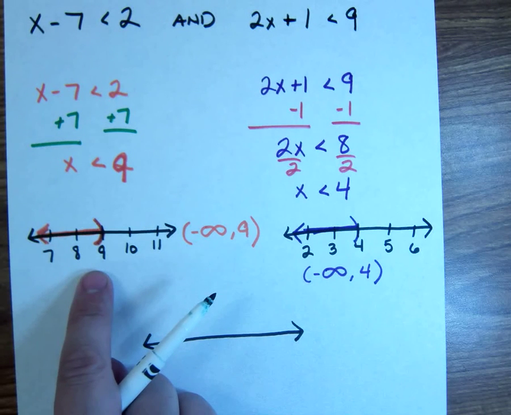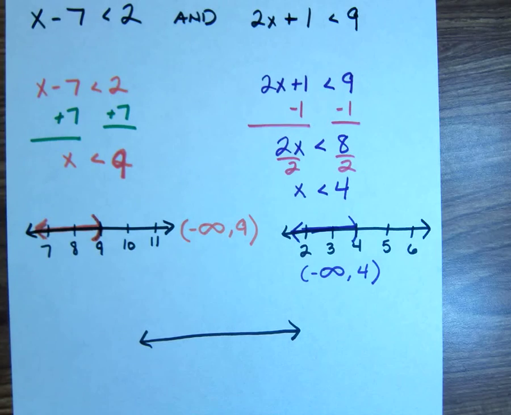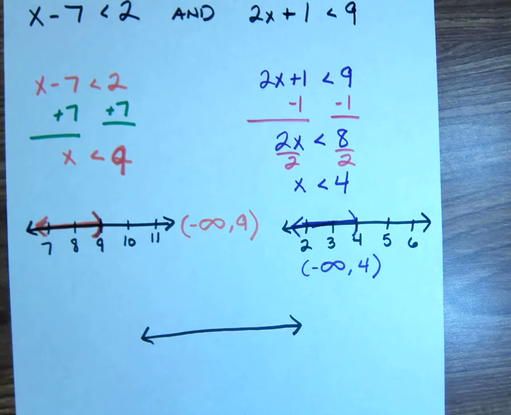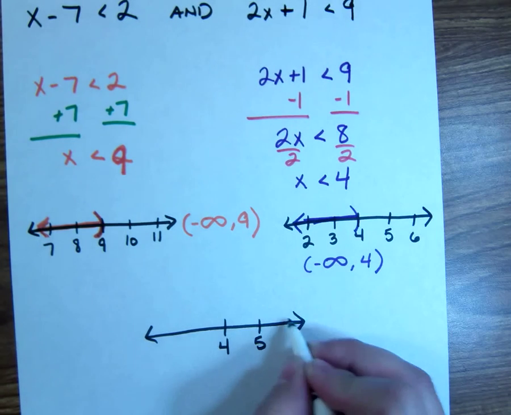So 9, 8, 7, 6, 5, 4, 3, 2, 1, 0, negative 1, negative 2, negative 3, down to negative infinity. This is the same thing but starting at 4 and working your way down. What's the part where they would overlap? If I picked these up and put them one on top of the other, what would both of them have? 4, 3, 2, down. 4 down. So that's what my answer is going to be.